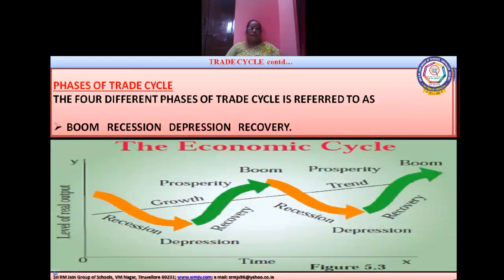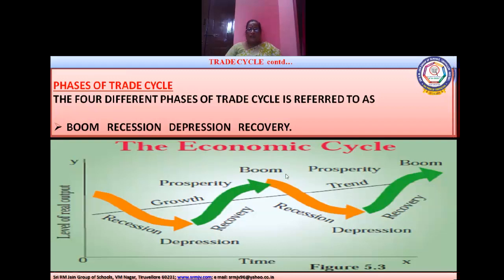What are the phases of trade cycle? The four phases of trade cycle, that is, economic or industrial fluctuations, are four in number. They are called number one, boom; number two, recession; number three, depression; number four, recovery. Let us go in detail. Before going into detail about all these, let us see the diagram. Where is boom? Here is boom. Where is recession?